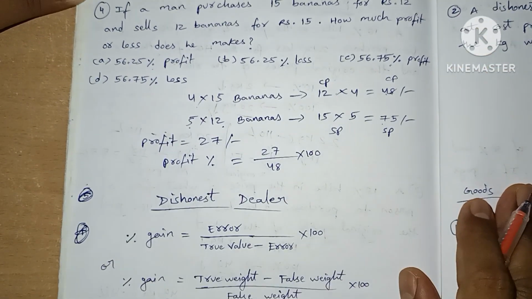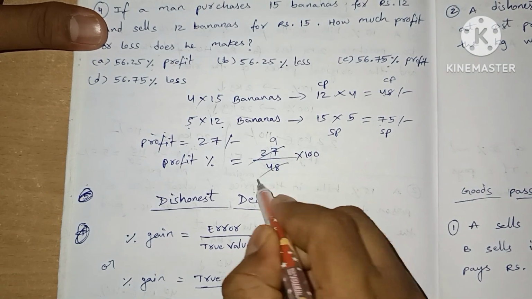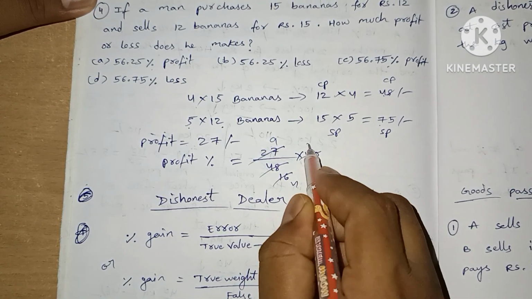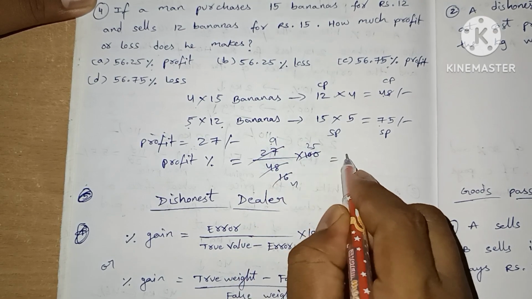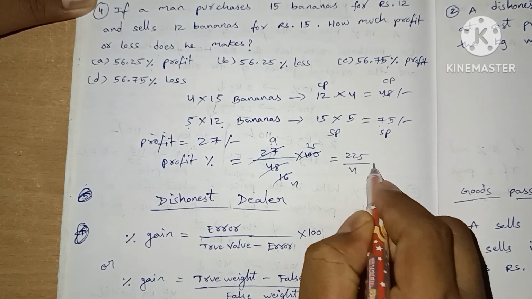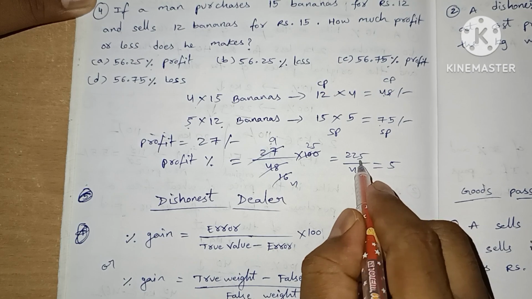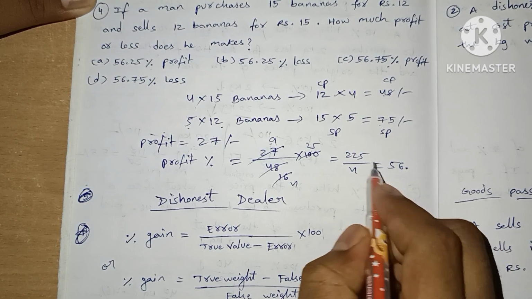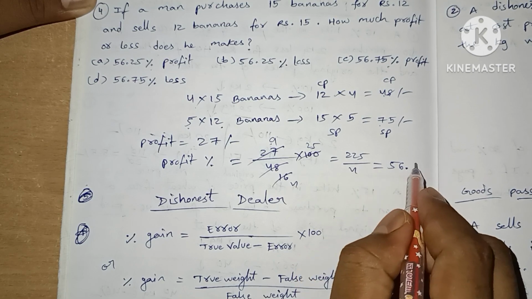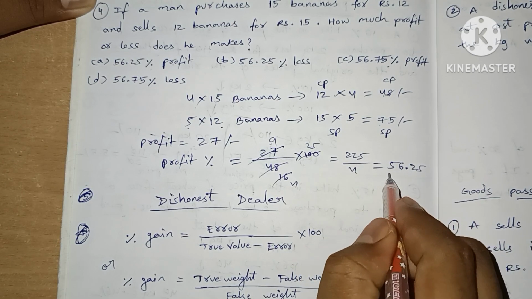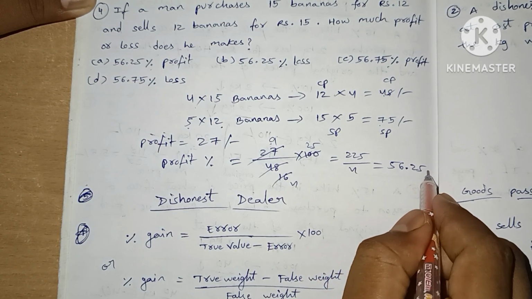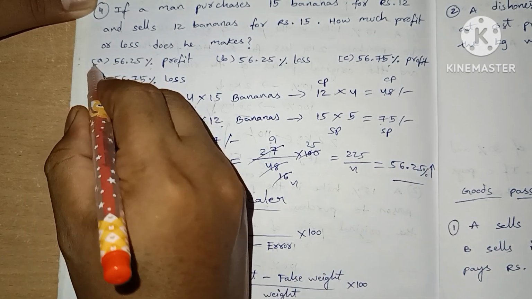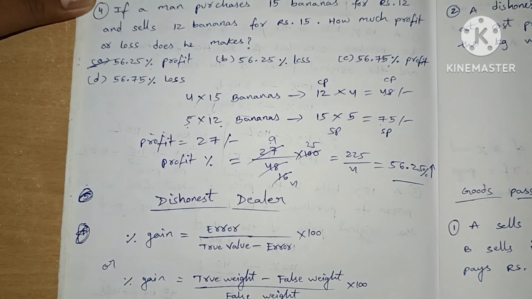Okay, 3 9 times, 3 16 times, 4 4 times, 4 25 times. 25 9 times is 225 divided by 4, means 4 5 times 20 and 6 times 24, 10 means 25. So 56.25 percentage profit. So the answer is option A, 56.25 percentage profit.